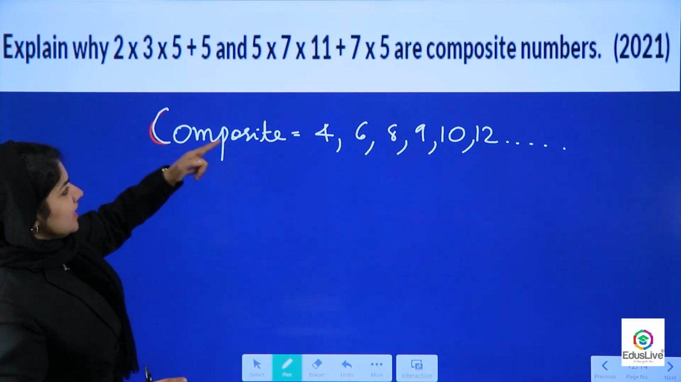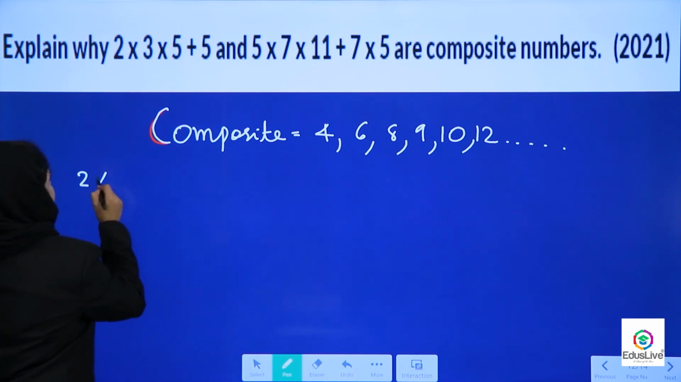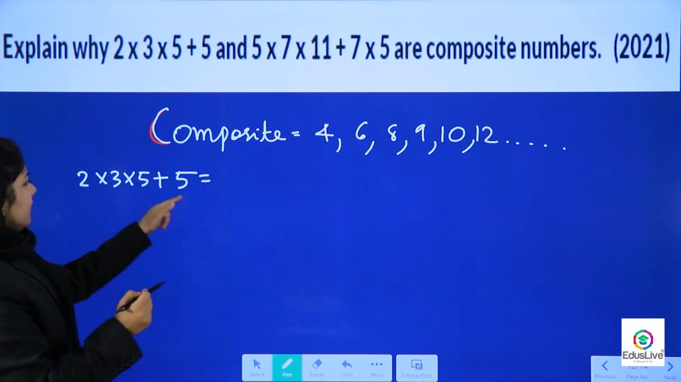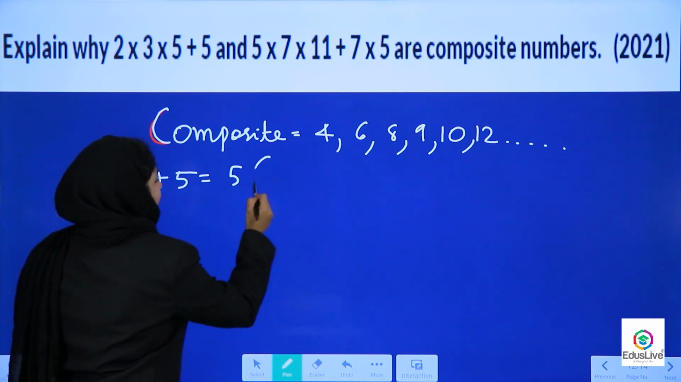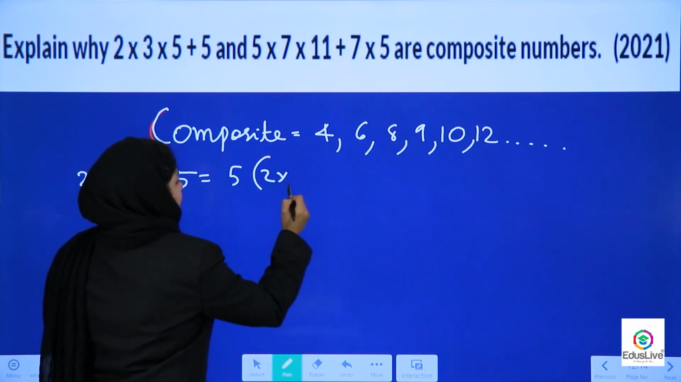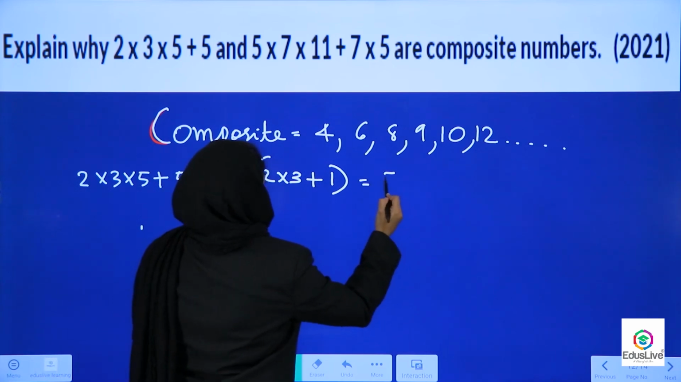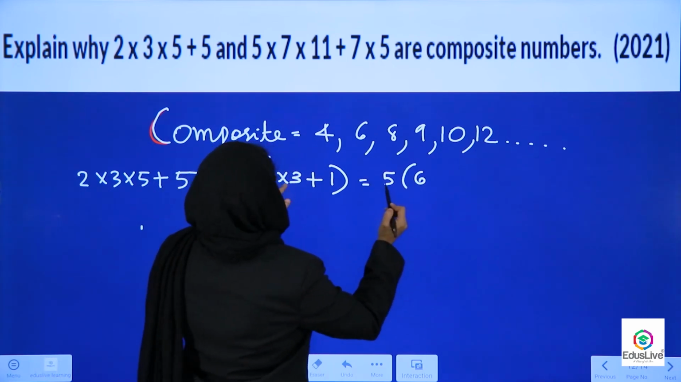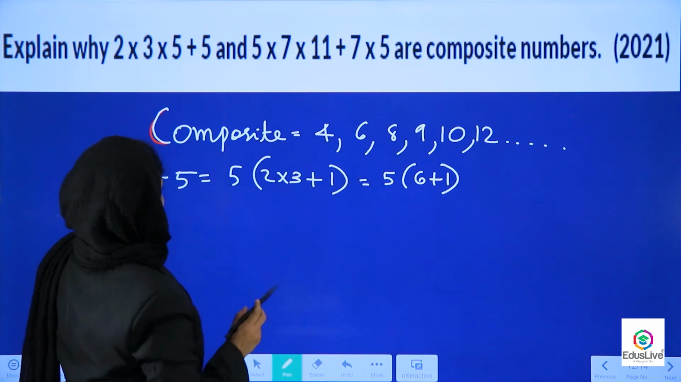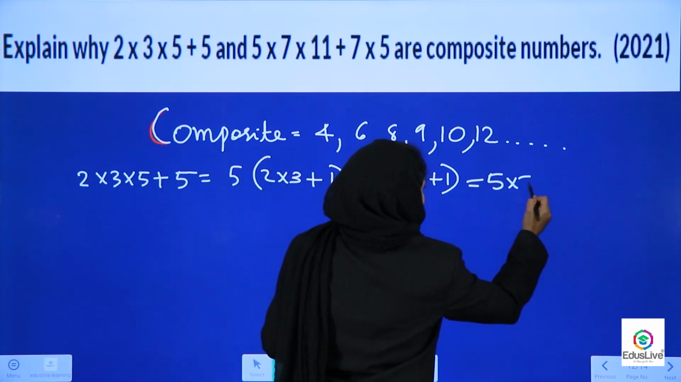And we have to prove these are composite numbers. So, the first number, 2 times 3 times 5 plus 5. See, 5 is a common factor. So, we will take 5 outside the bracket, and when we take 5 we have 2 times 3 plus 1. That is 5 times 6 plus 1. 6 plus 1 is 7. So, 5 times 7.